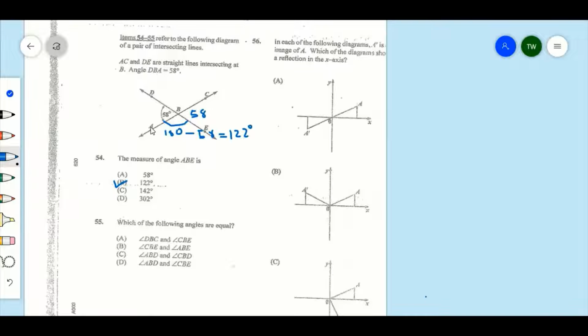And also angle ABE is going to equal angle ABC because it is vertically opposite, so this angle over here is going to be 122 degrees.